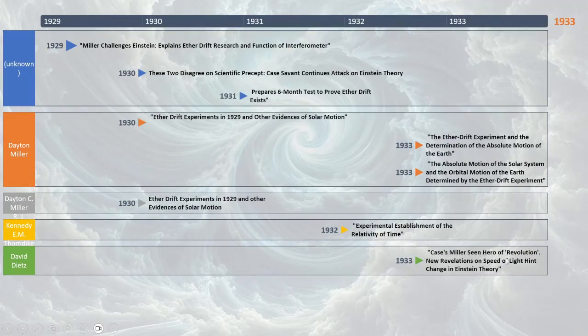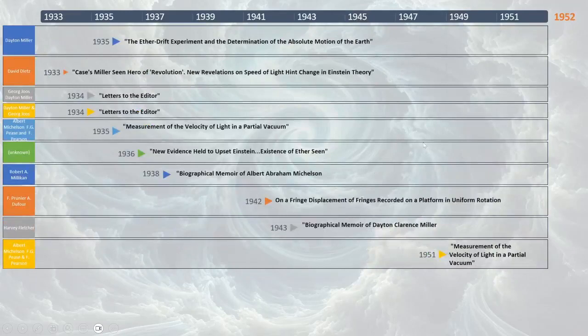Case's Miller seen hero of revolution. New revelations on the speed of light. Hint, change in Einstein's theory. Now, isn't that a very telling title? So, continuing to 1935, we have the ether drift experiment and the determination of the absolute motion of Earth by Tate and Miller. Dietz again coming in 1933 with Miller seen hero of the revolution again, and he has a second publication. We have Albert Michelson, Peace, and Pearson coming out with the measurement of the velocity of light in a partial vacuum, adding some new variables to detect the new motion and its impact on the speed of light.